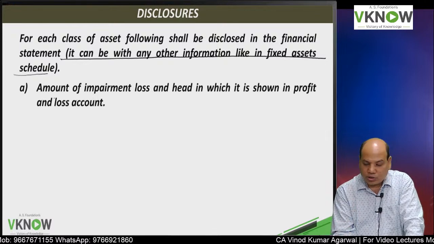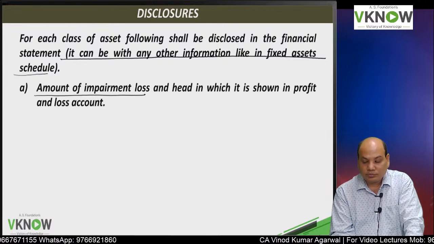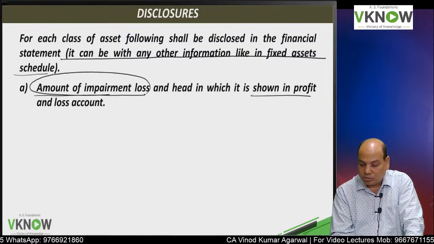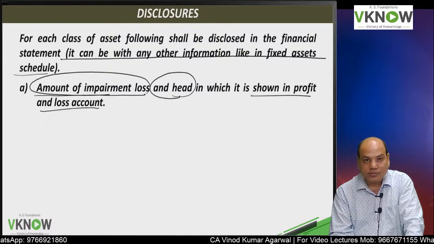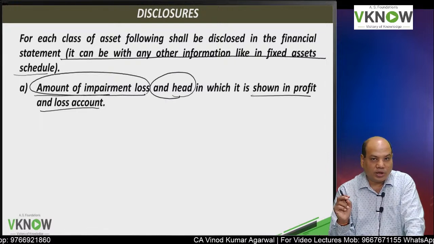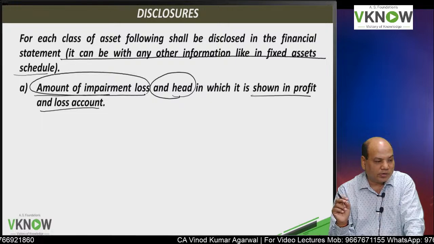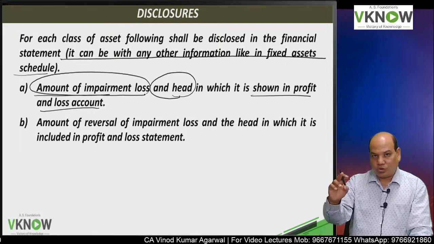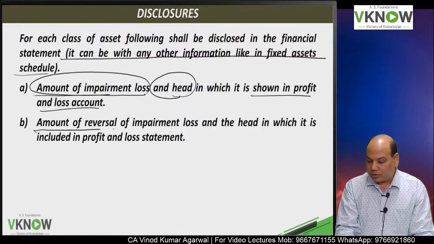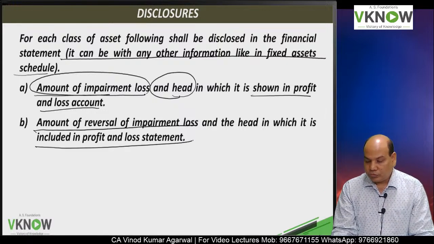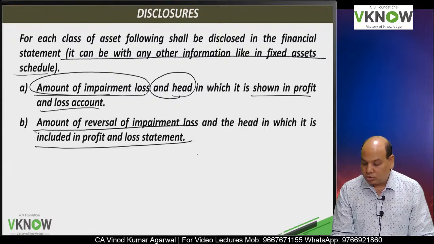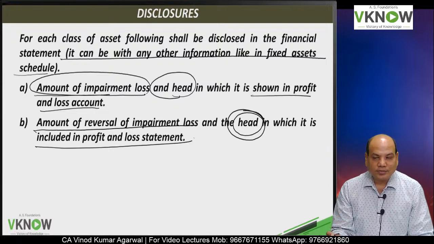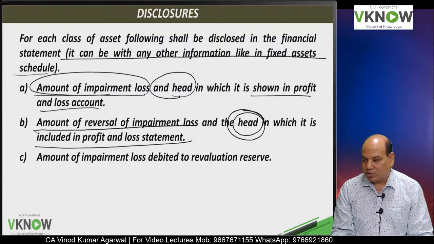You will have to disclose the amount of impairment loss. That is how much impairment loss you have recognized in the P&L account and under which head. Either you can put it under the head depreciation and amortization, or under a separate head. So you have to disclose that head, and if you have reversed any impairment loss which is included in the P&L account, you will have to disclose under which head you have reversed the impairment loss.